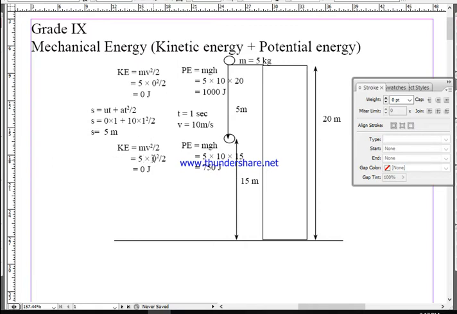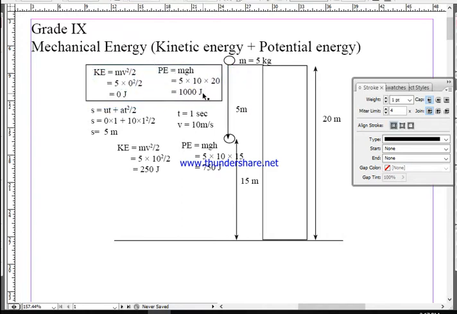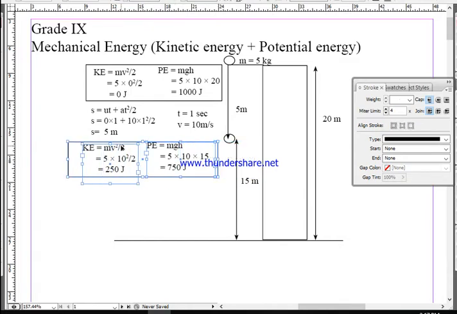What about its kinetic energy? Half m v square. Its velocity, you have calculated to be 10 meter per second, 10 square by 2. That means 10 square is 100, 100 by 2 is 50, 50 into 5, 250. See, when it was at the top of building, it has kinetic energy of 0 joule and potential energy of 1000 joule. And when it starts to fall at certain height, its kinetic energy becomes 250 joule and potential energy becomes 750 joule.